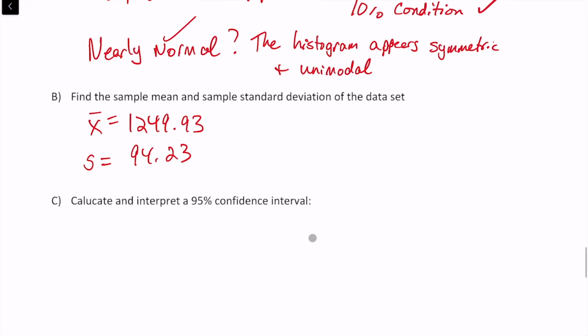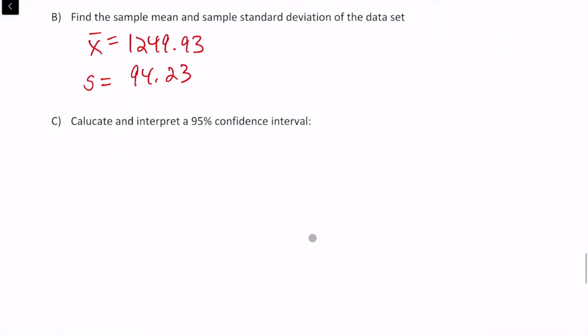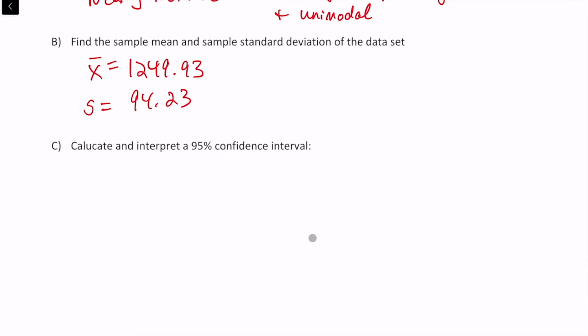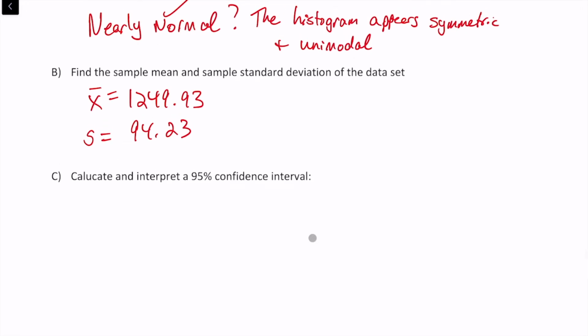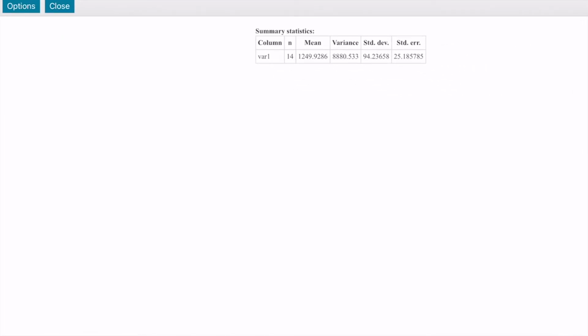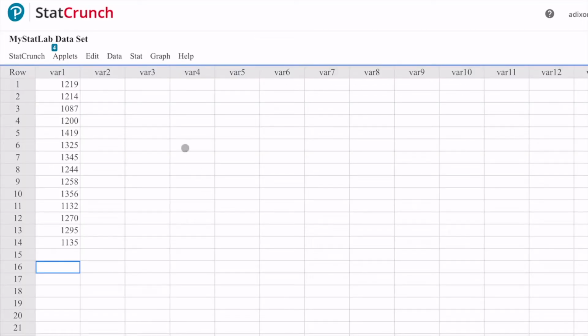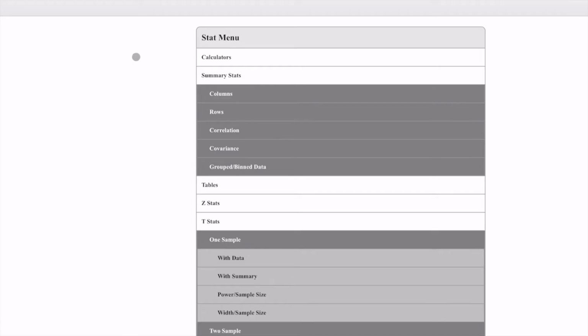All right, lastly, calculate and interpret a 95% confidence interval. Now, we could go through and do this by hand, but we're not doing that, folks. We're going to use technology. So this is what we do. Let's go back to StatCrunch. Let me close out of this. I'm in my data set. We've seen this before. We hit Stat.